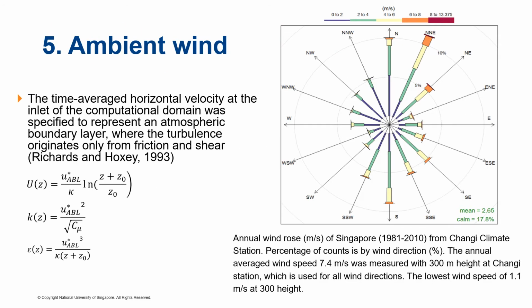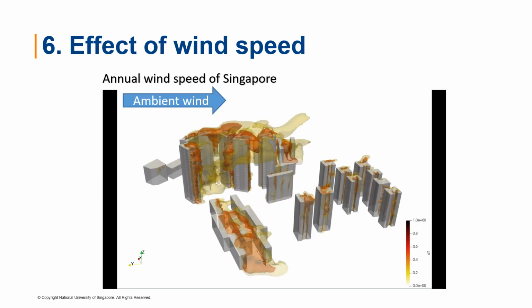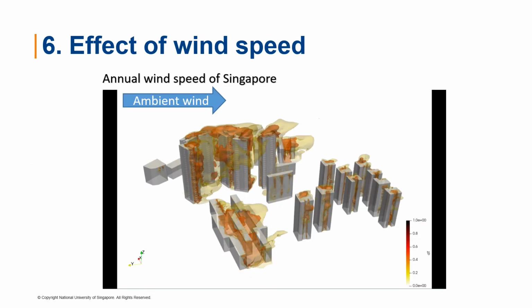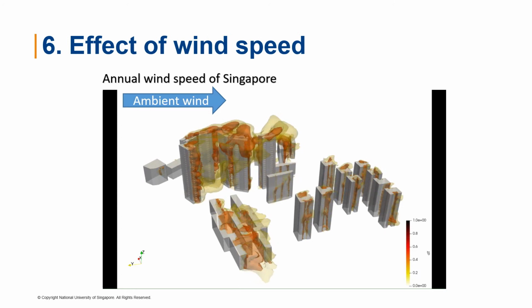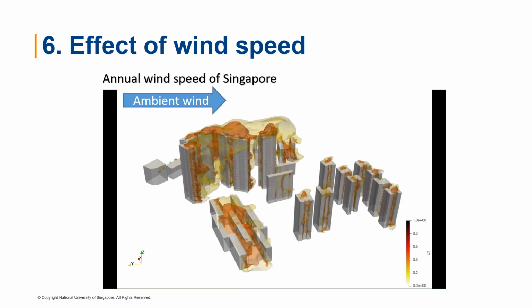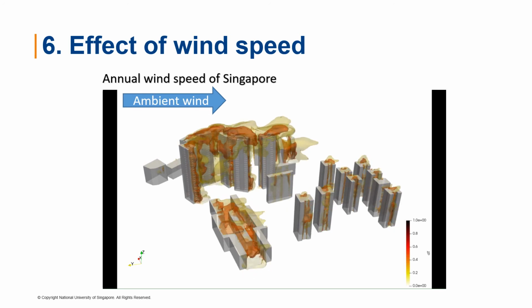The inflow velocity reproduces the turbulent structure of the atmospheric boundary layer. Four dominant wind directions of Singapore are selected for the simulation. The annual wind speed and lowest wind speed are used for the simulation. This slide shows the temperature at the surface under the annual wind condition. The inside layer represents a temperature increment of 1 degree, and the outside layer is 0.5 degree.